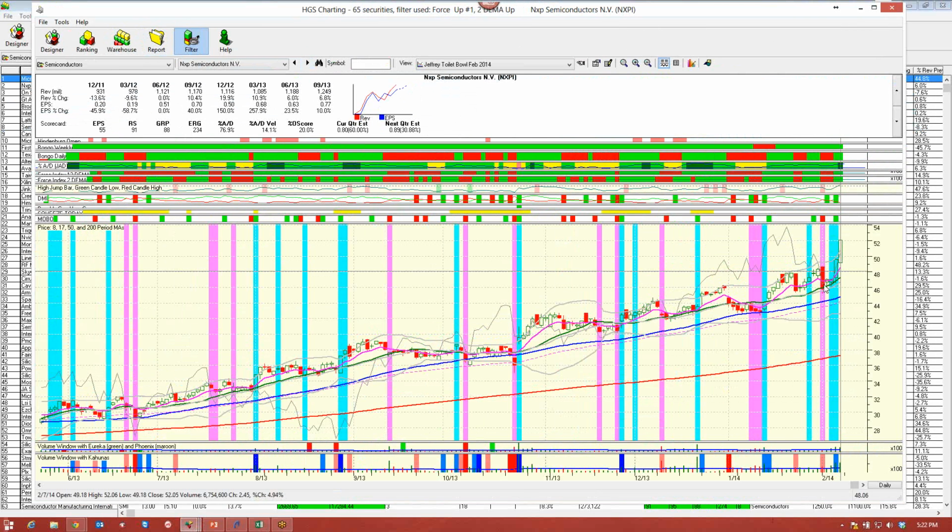NXP Semiconductors broke out on great earnings on Thursday or Friday with the kahuna earnings Thursday. Everything's green. Looks to me like it wants to go higher. Beautiful chart. Great earnings story.